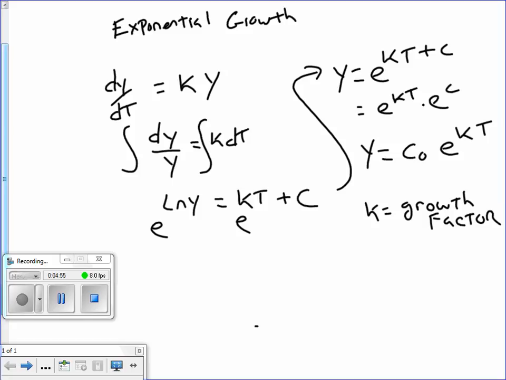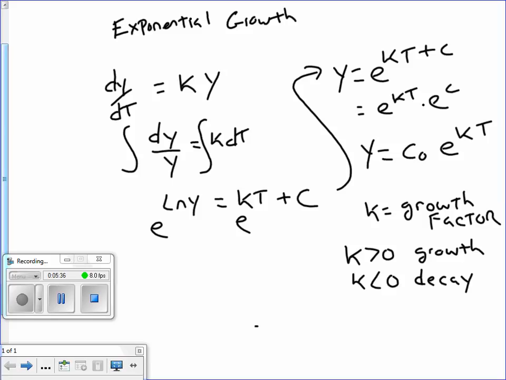Okay, so if k is positive, then as time goes on, my population increases. If k is negative, it decreases. So we can say if k is greater than 0, I've got growth. If k is less than 0, I have decay. Population is decreasing. Maybe there's not enough food. Maybe the bacteria in the petri dish are poisoning themselves with their own waste products, and they're killing themselves. More are dying than are being born, and the population is decreasing.